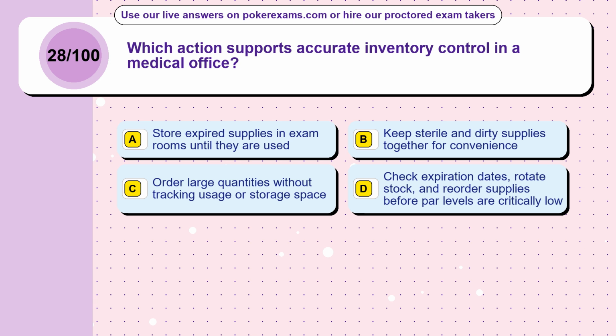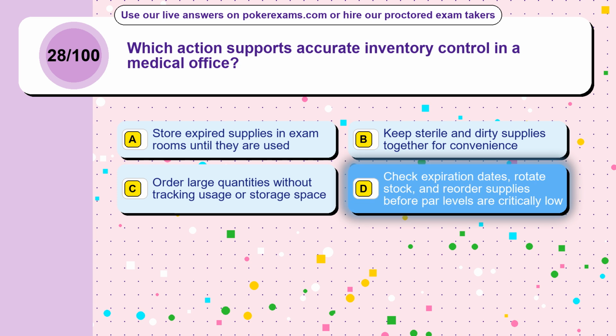Option A. Store expired supplies in exam rooms until they are used. Option B. Keep sterile and dirty supplies together for convenience. Option C. Order large quantities without tracking usage or storage space. Option D. Check expiration dates, rotate stock, and reorder supplies before par levels are critically low. The correct answer is option D. Check expiration dates, rotate stock, and reorder supplies before par levels are critically low.